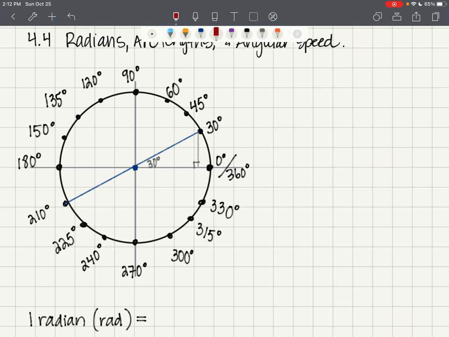Same thing with 45 degrees. Let's make that as straight as we can. Let's try one more time. There we go. And the same thing with 60 degrees. So you can see that my 30-degree angles are with blue ink. So 30 degrees away from the x-axis is blue ink.